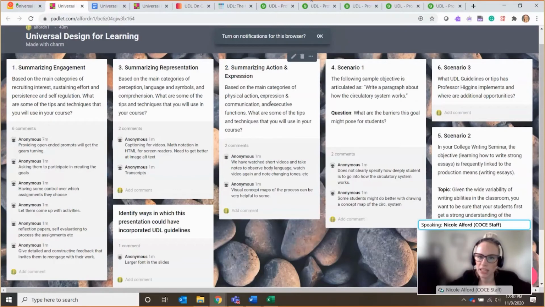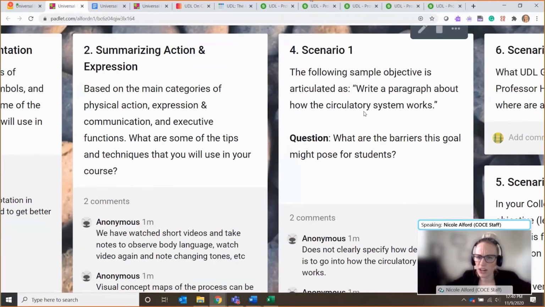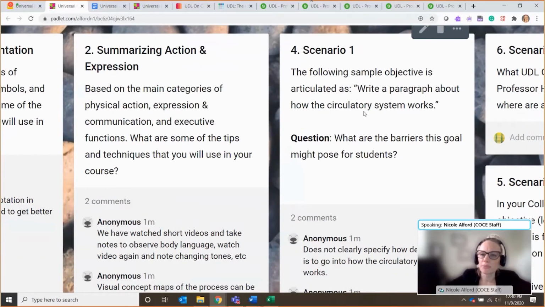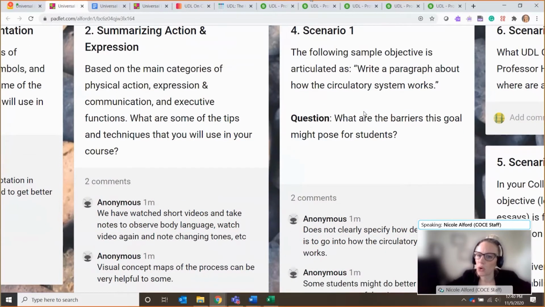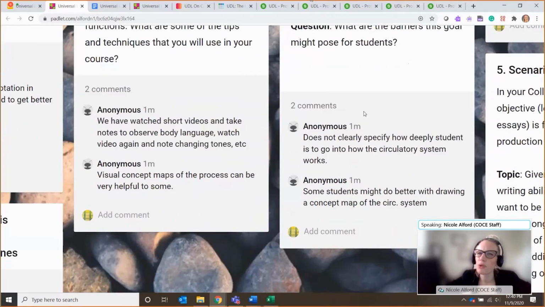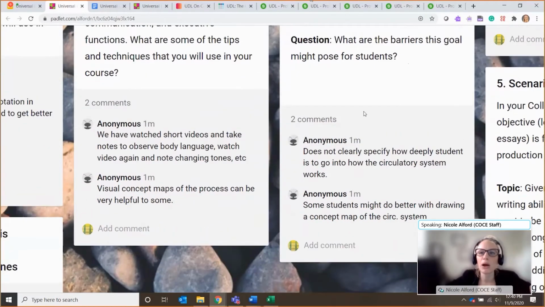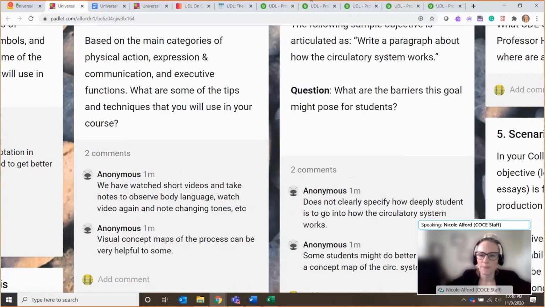We'll definitely get to the action and expression and the representation comments, but I want to focus on this scenario here. So here's the sample objective: write a paragraph about how the circulatory system works. What do you think are the barriers of this goal? And how could you rewrite it to make it broader? Think about what this objective gets at. What is the overarching goal the student is going to learn from this objective?